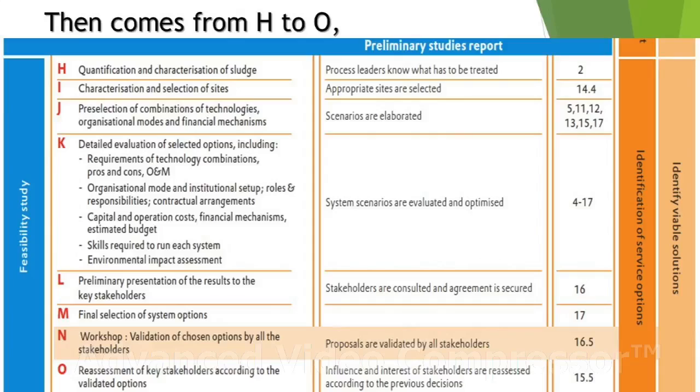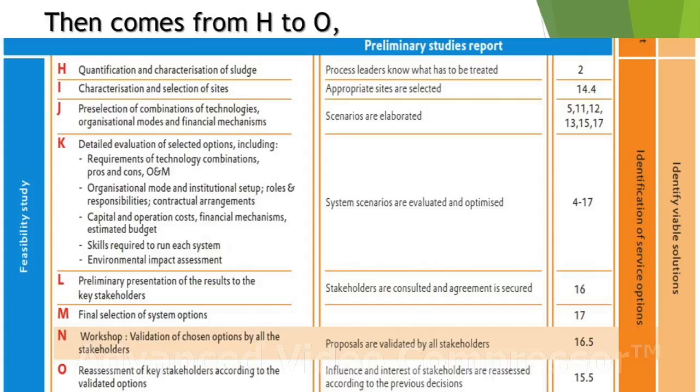Then comes the activity preliminary presentation of the results to the key stakeholders. It will give you the outcome. Stakeholders are consulted and agreement is secured. Then comes final selection of system options. Then comes workshop, validation of chosen option by all the stakeholders. Proposals are validated by all stakeholders.